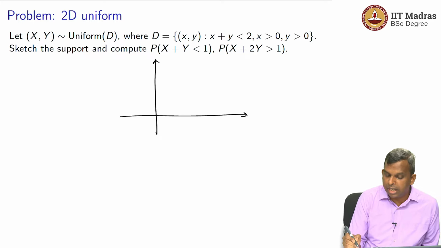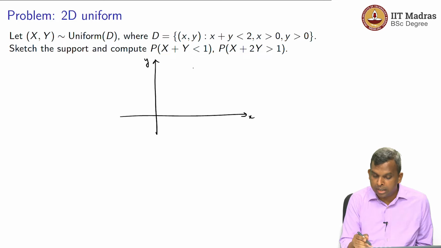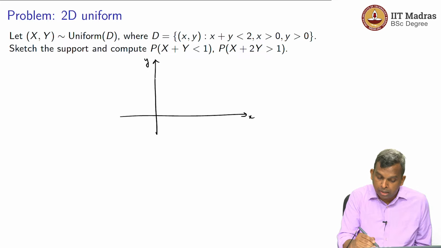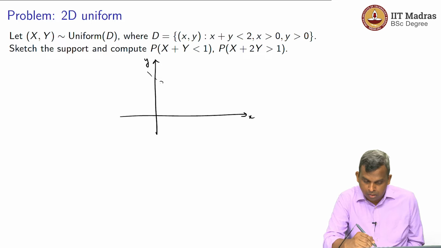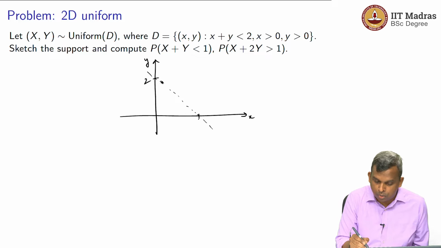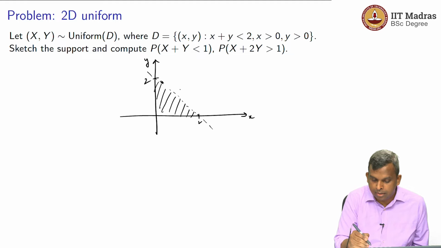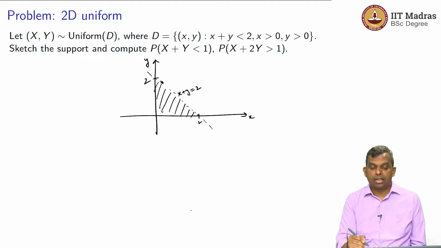It's x greater than 0, y greater than 0, right? So I like to draw it like this. X is greater than 0, y is greater than 0, and x plus y is less than 2. So I need to draw x plus y equal to 2, and that will be a line like this. It will be very symmetric. Okay, so that's the line. So this is 2, and this is your support. This line is x plus y equal to 2. Okay, so that's the line.